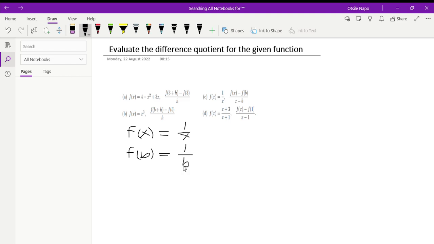Now, let's use the formula. Let's plug this in the formula. Subtract 1 over b, which we divide by x minus b. Nice. So this is our f of x, or rather our quotient, not f of x.